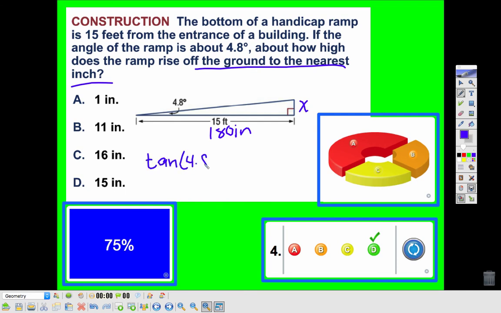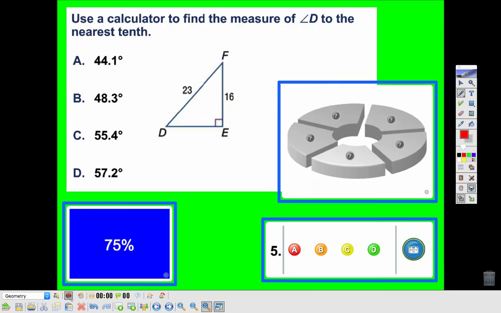Okay, so we have 4.8. We have the opposite, we have the adjacent. So we can do tangent of 4.8 equals x over 180. So how am I going to get x by itself? Yeah, so times 180. So we get 180 tangent of 4.8 is 15.1. So 15.1 inches. Now, if you didn't change it in the beginning, you would have gotten 15 tangent of 4.8, which is 1.25, times that by 12 to turn it into inches. So then you'd still get it, okay? That one was tricky because it gave us feet and we had to change it to inches.